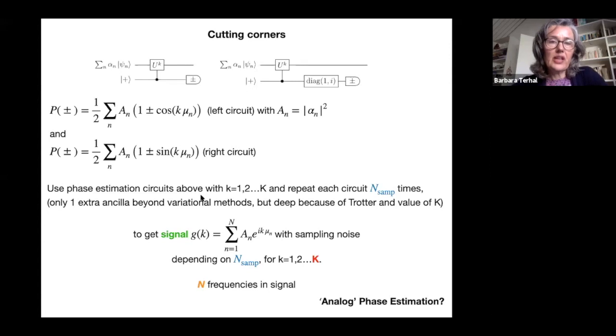Okay, but for now, we're just assuming we have these circuits and we implement them, repeat them. And you can see they're not requiring more qubits, but there are, of course, somewhat deep because of Trotter trouble. Okay, I put here analog phase estimation, but maybe I want to skip that. If anybody wants to know, we can ask at the end what I mean by that.